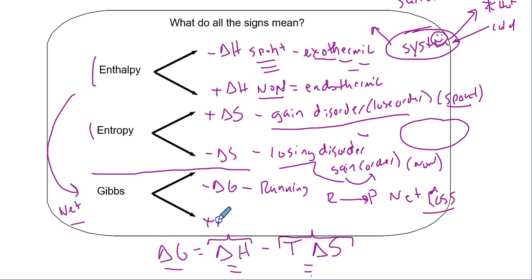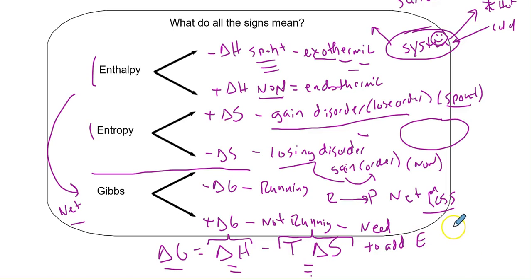If I have a positive delta G, that doesn't mean it can't run. It means it will only run if energy is added. Okay, so it's not running if the energy is not available. Not running as of right now. We'll need to add energy.